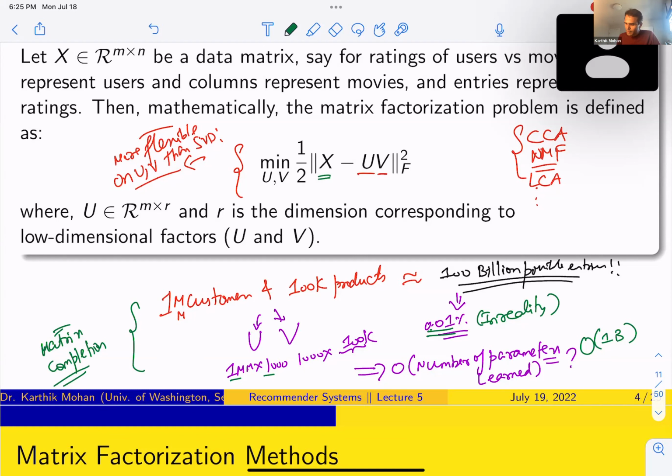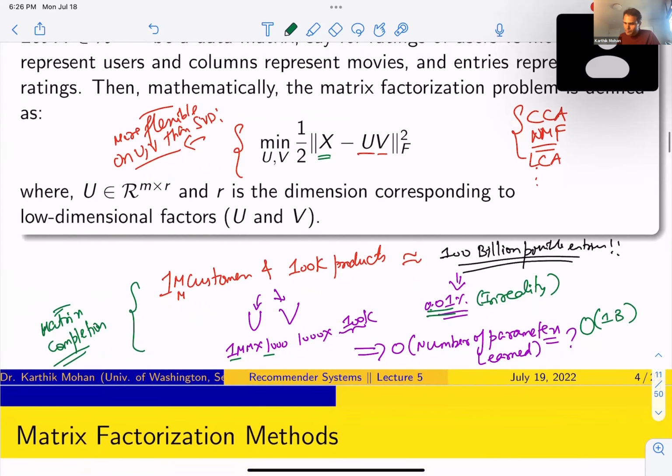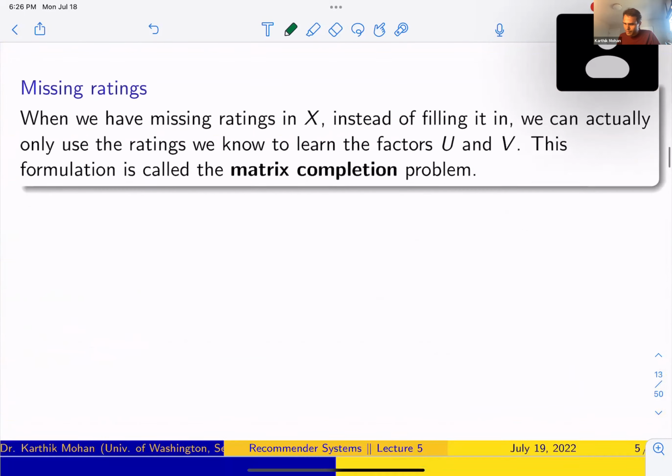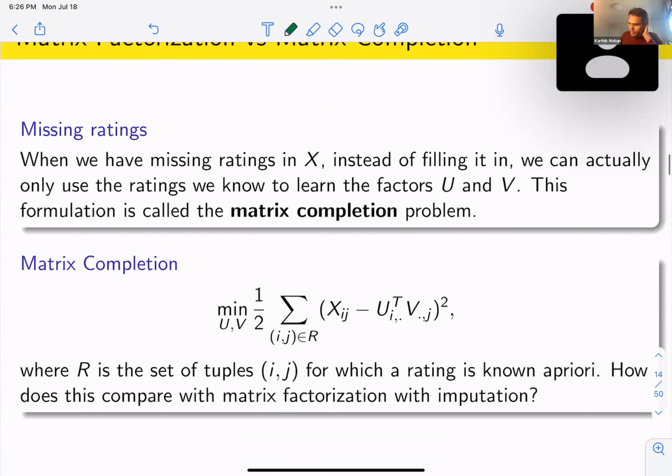Okay. Any questions on this? The math we are looking at here. I mean, we'll look at this again when we get to matrix completion. So I want to make sure that this is really clear in our head. Okay. We looked at, yeah, so missing ratings and matrix completion. Yeah, so this is what we're talking about, right?